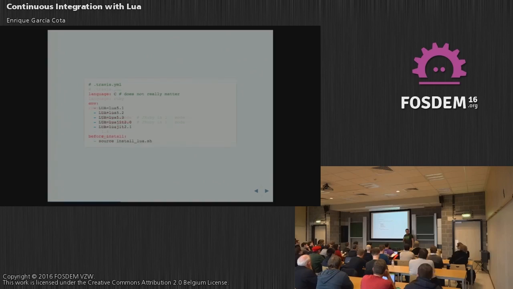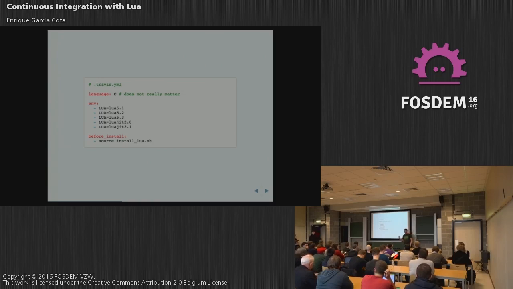work. So what most people end up doing is something like this. They use whatever language they want at the beginning. It doesn't really matter because you are going to install everything by hand. And then you use the env namespace that you are seeing there, which basically says run one set of tests with these environment variables. In this case, just one environment variable called LUA. So run them once with LUA equals Lua 5.1, another one Lua 5.2, etc.